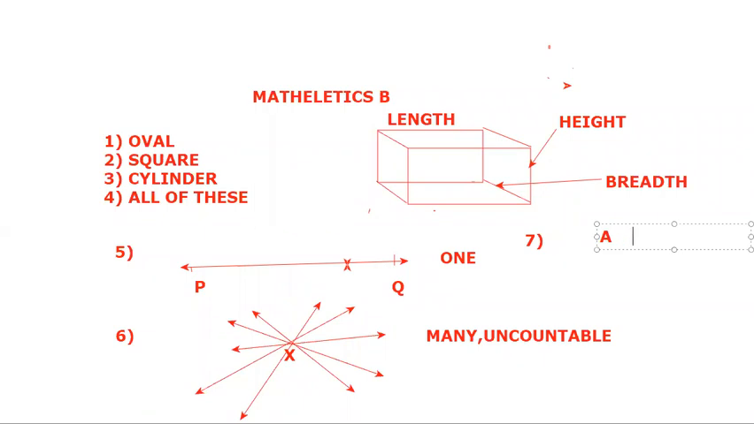A, B point, C point, and D point. Now what's the question? How many line segments passing through any 2 points?